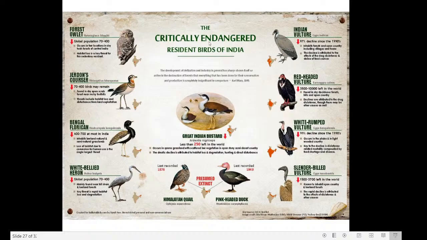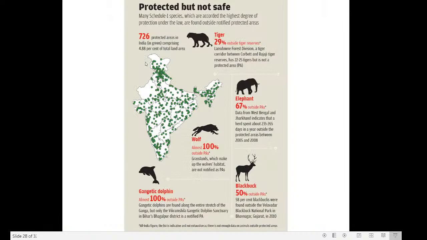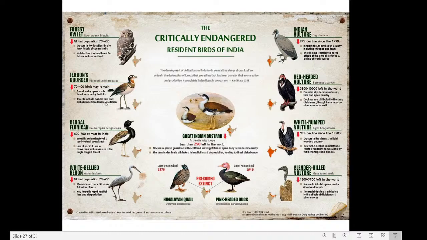The forest owlet, it's nearly 700 to 800 present. It's present in a particular location of India, nearest to Mumbai. Then Jerdon's courser is one bird type.